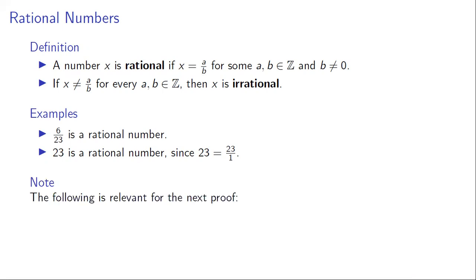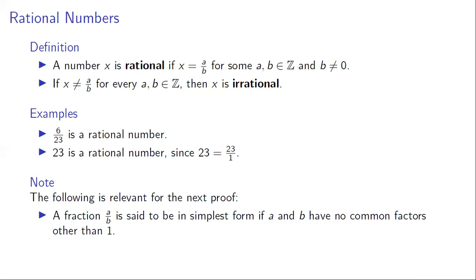Now, here's a little note, which has really nothing to do with rational numbers. It's more a general thing about fractions, and we're going to use this idea in the next proof. So first of all, a fraction a divided by b is said to be in simplest form if a and b have no common factors other than 1. Meaning there's no way to simplify it further. It's in simplest form.